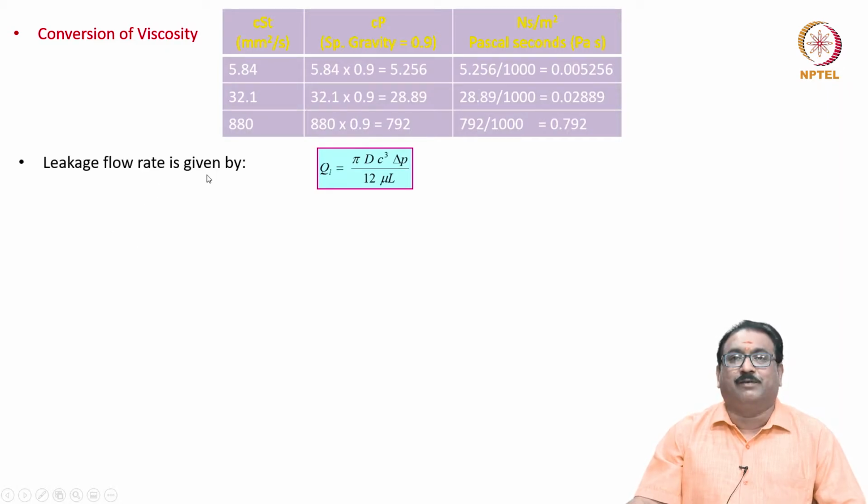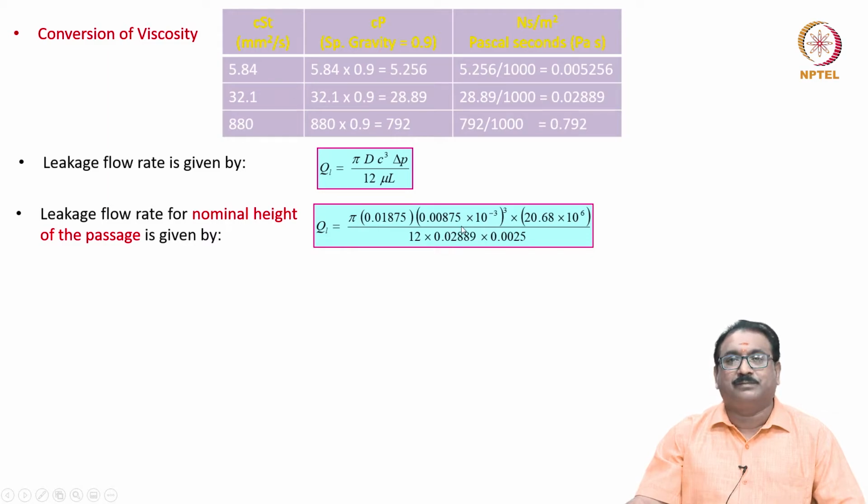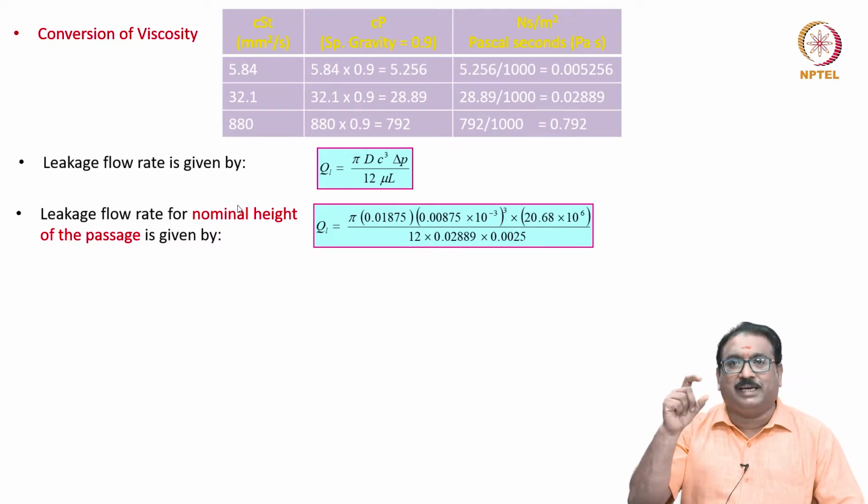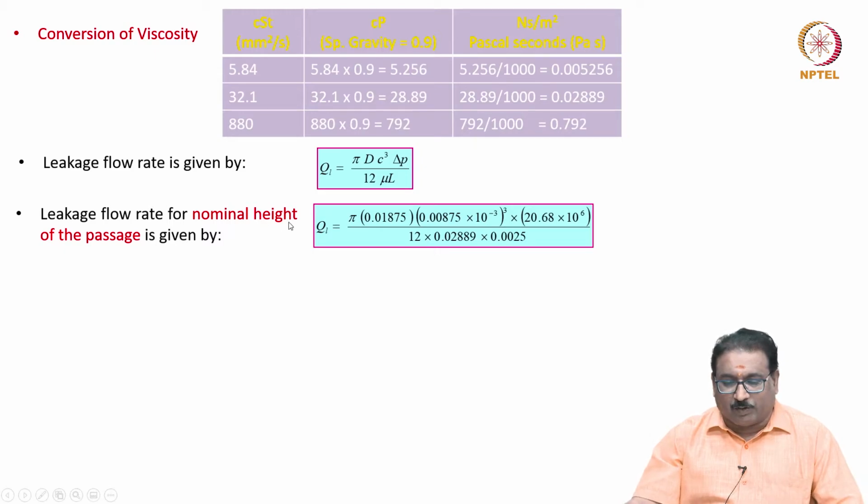Then leakage flow rate is given by, already we know that, pi d c cube by 12 mu delta p by L. You will remember very easily, pi d c cube by 12 mu delta p by L. Substitute all the values for the nominal height, for everything you have to find out. For the nominal height, what is the leakage? Minimum height, what is the leakage? Maximum height, what is the leakage? Already we found out in the previous slide how to calculate the minimum height, maximum height, nominal height. I am substituting here a nominal height. Then only changes are these two terms, viscosity and this, correct.